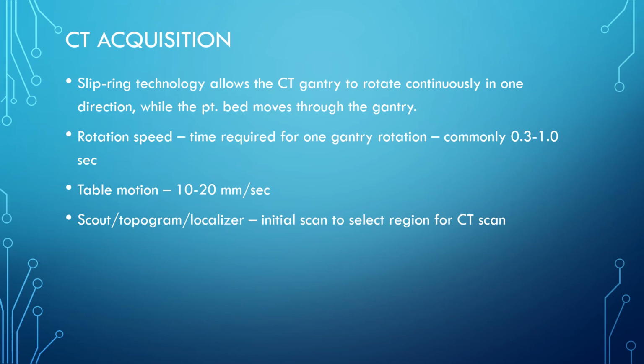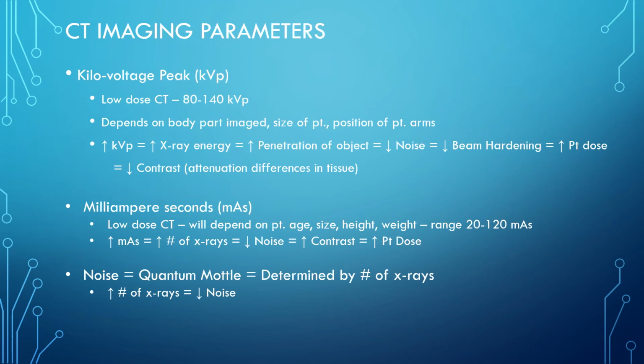The scout, the topogram, or the localizer, that's all the same thing. It depends on the company that makes the CT scanner, but that is the initial scan that's used to select the region for the CT scan, and you'll use anatomic markers to start and stop where the CT is.